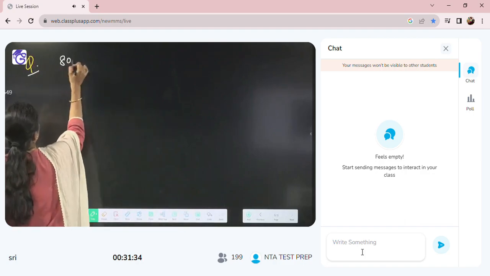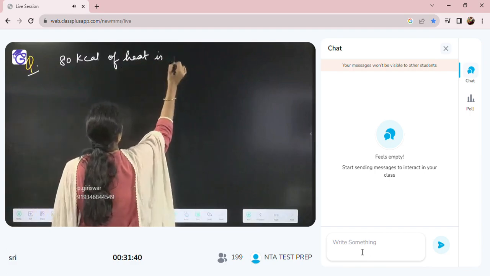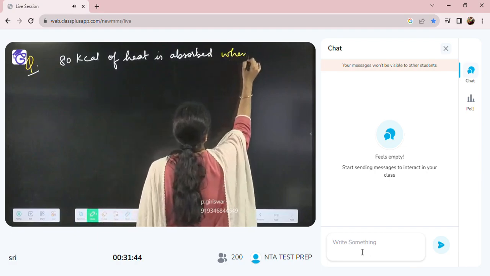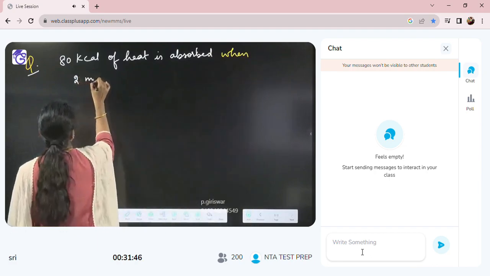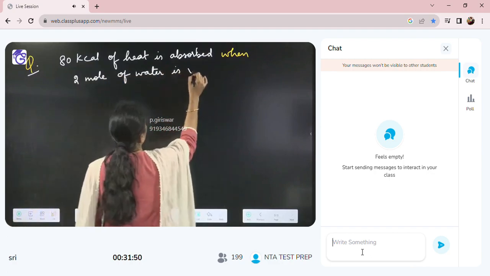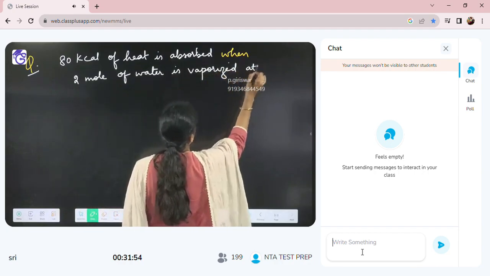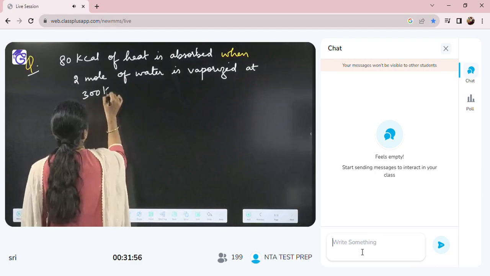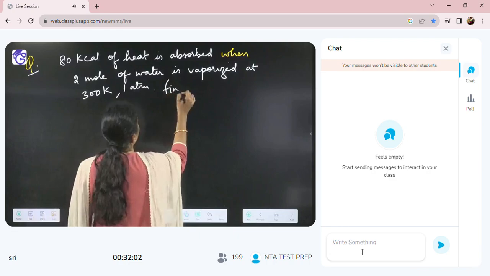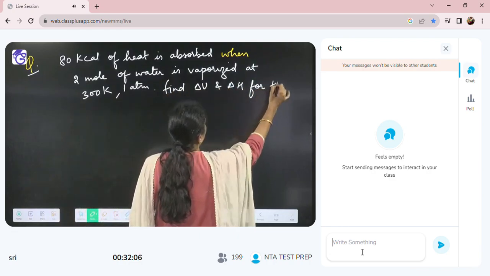I am writing here: 80 kilocalorie of heat is absorbed when 2 mole of water is vaporized. 2 mole of water is vaporized at 300 Kelvin, 1 atmosphere pressure. Find delta U and delta H for this change.